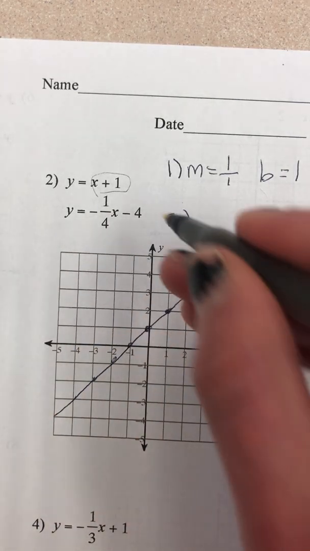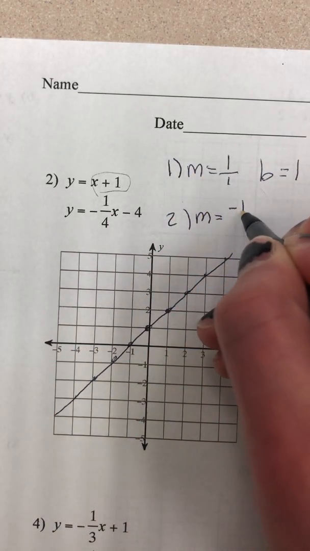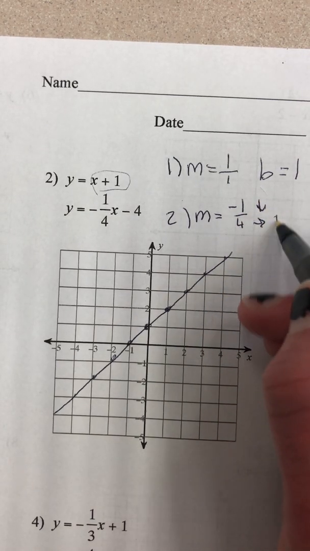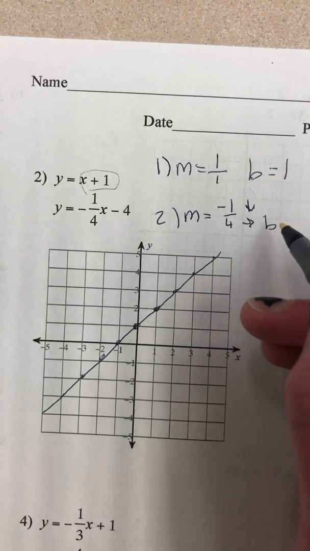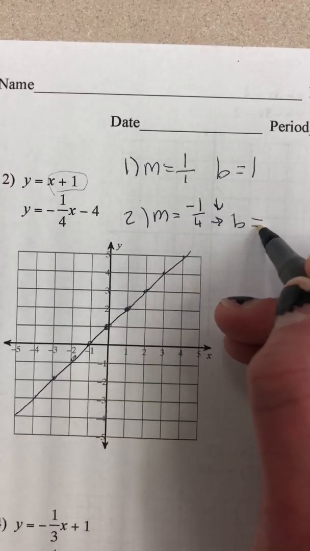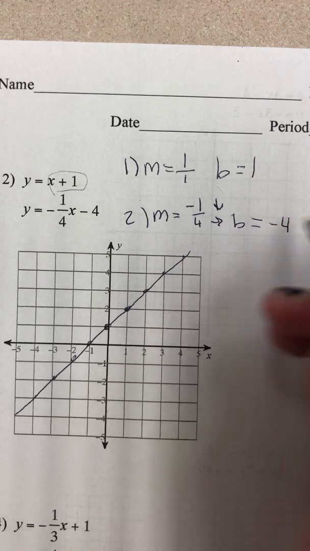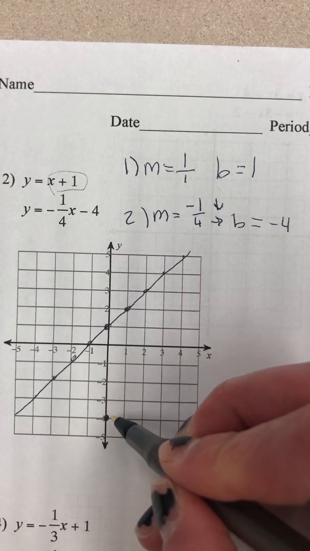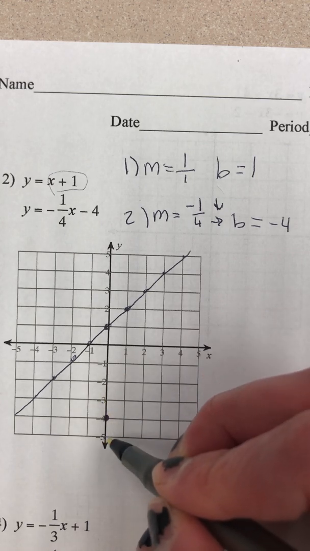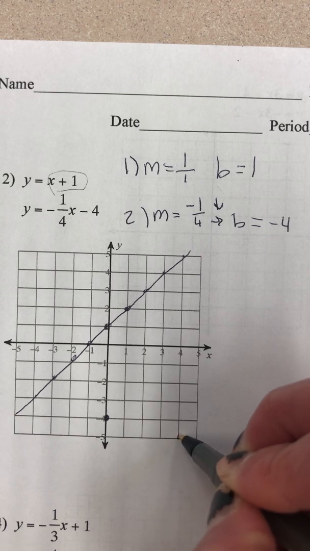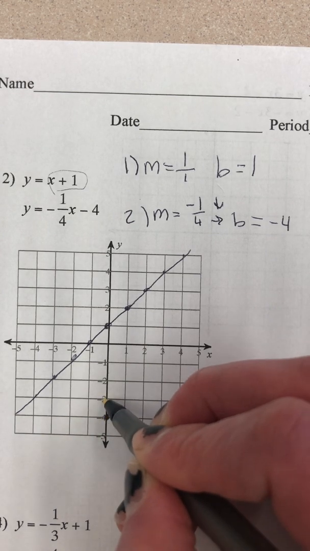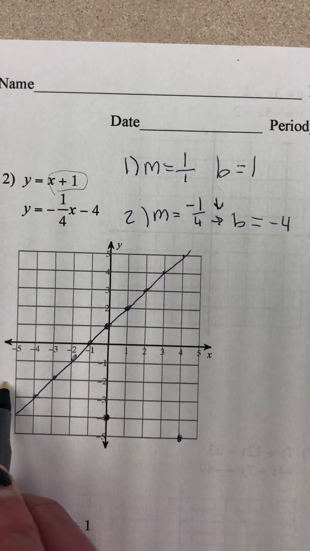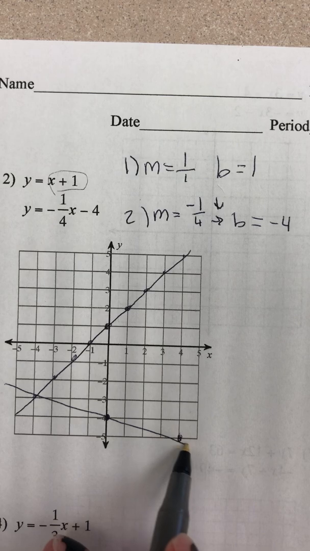For the second one, our slope is always the number paired with our x, or negative 1/4. So that means we're going to go down to the right. And our y-intercept is negative 4. Remember, it's our constant. So we're going to go down to negative 4. Our slope is down 1, to the right 4. 1, 2, 3, 4. Or we go up 1, to the left 4. There we go. And this is my line.